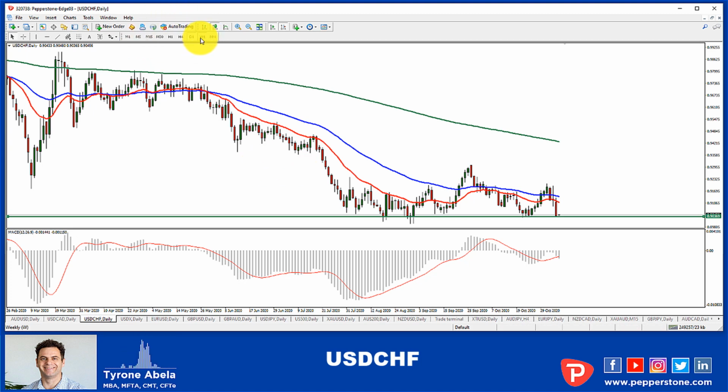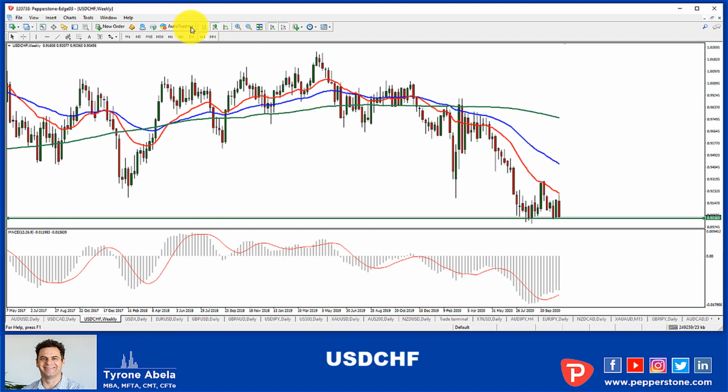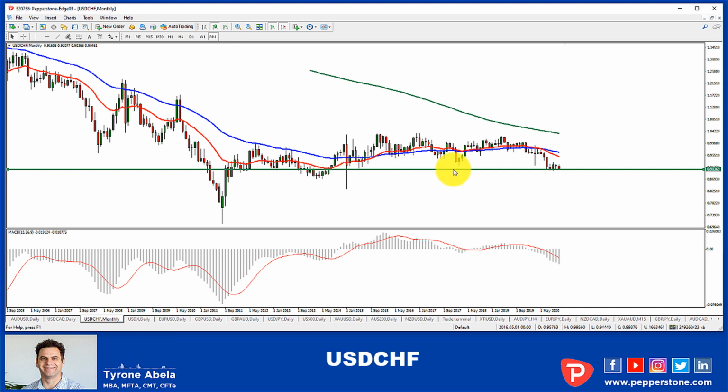I haven't seen the weekly on this one yet, but you've got to go out a long way to find any more support. And this is why it's good to go through the different time frames. Even a weekly didn't show these levels here, but you can see this level here around that 90.30 area. And this would be a big zone.